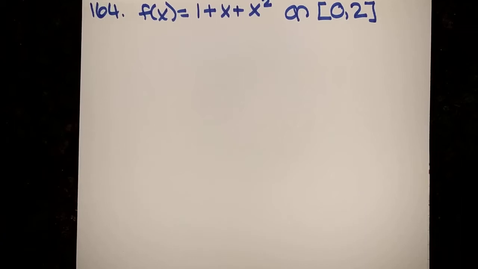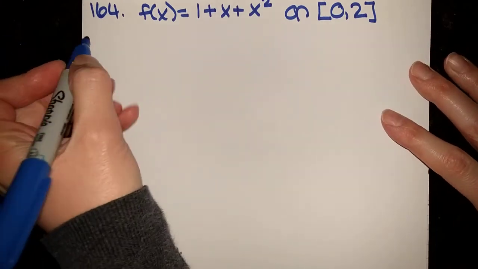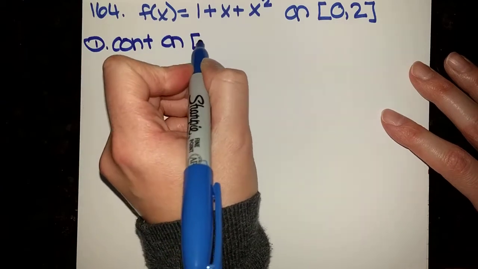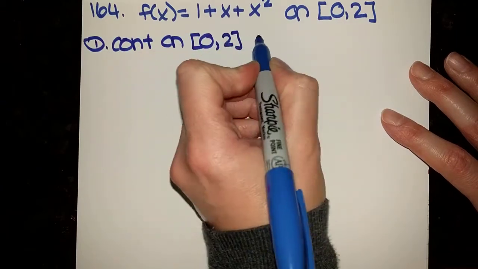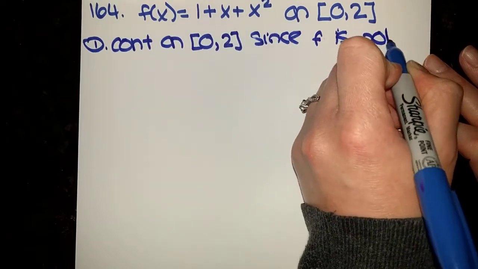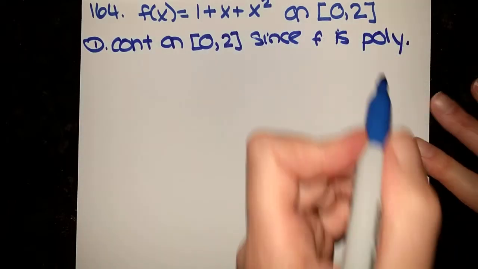So we want to determine if the mean value theorem is satisfied and then find the C value that satisfies the mean value theorem conclusion. So the first thing that you want to do is notice that it is continuous on a closed interval from 0 to 2 since f is a polynomial. And again, really what you're focusing on is a polynomial.